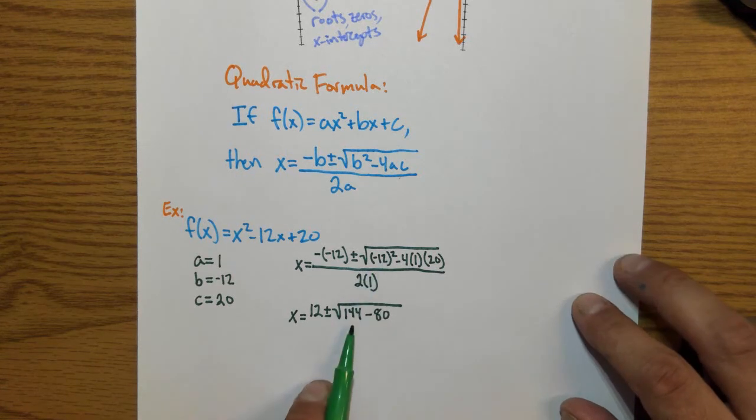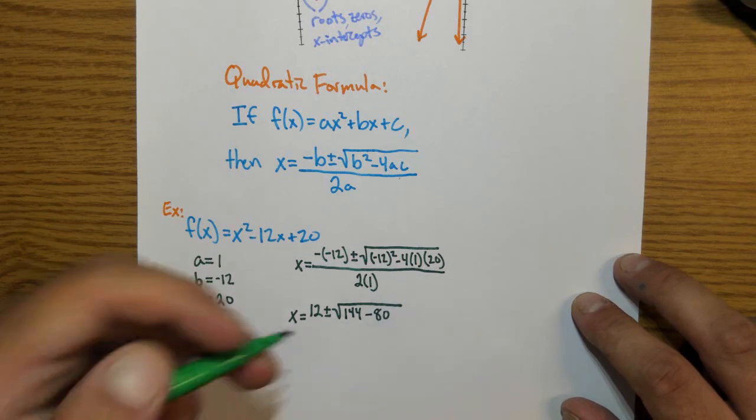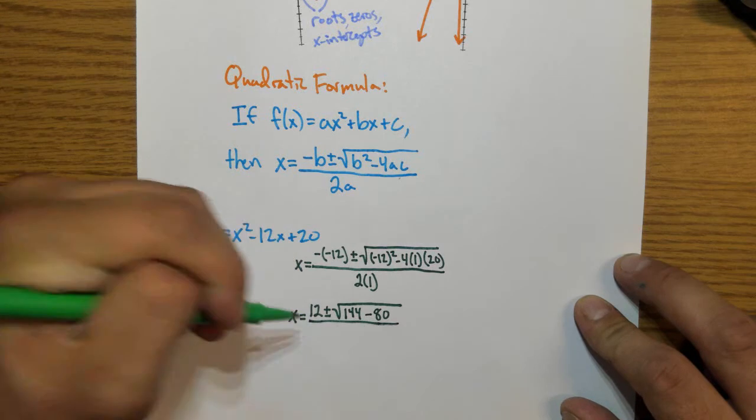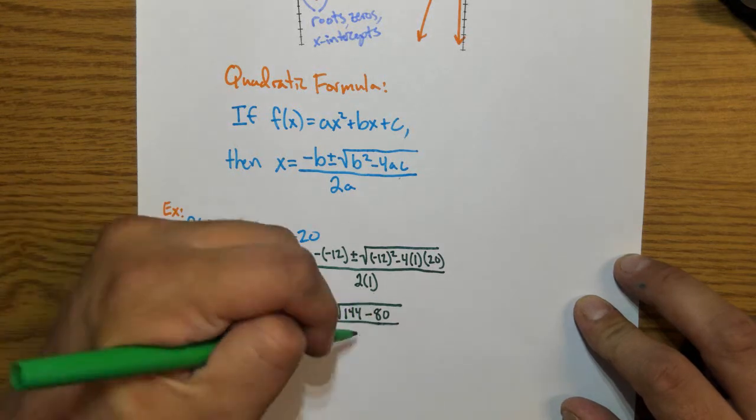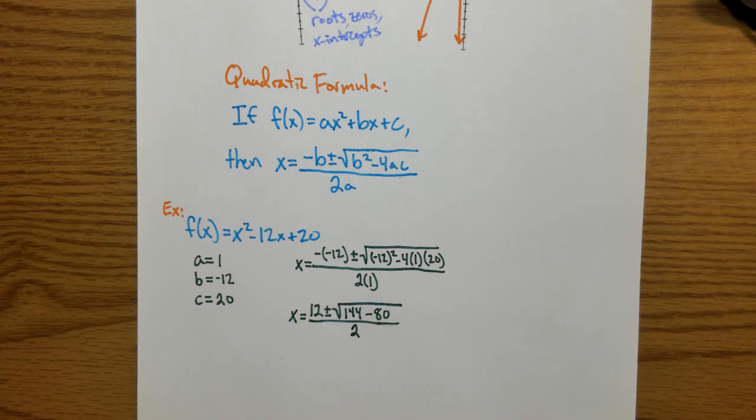Negative 12 squared is 144. And then negative 4 times 1 times 20 is negative 80. That's how I got those two numbers. And then all divided by 2 times 1, which is just 2. Well, this is looking a lot better already, doesn't it?